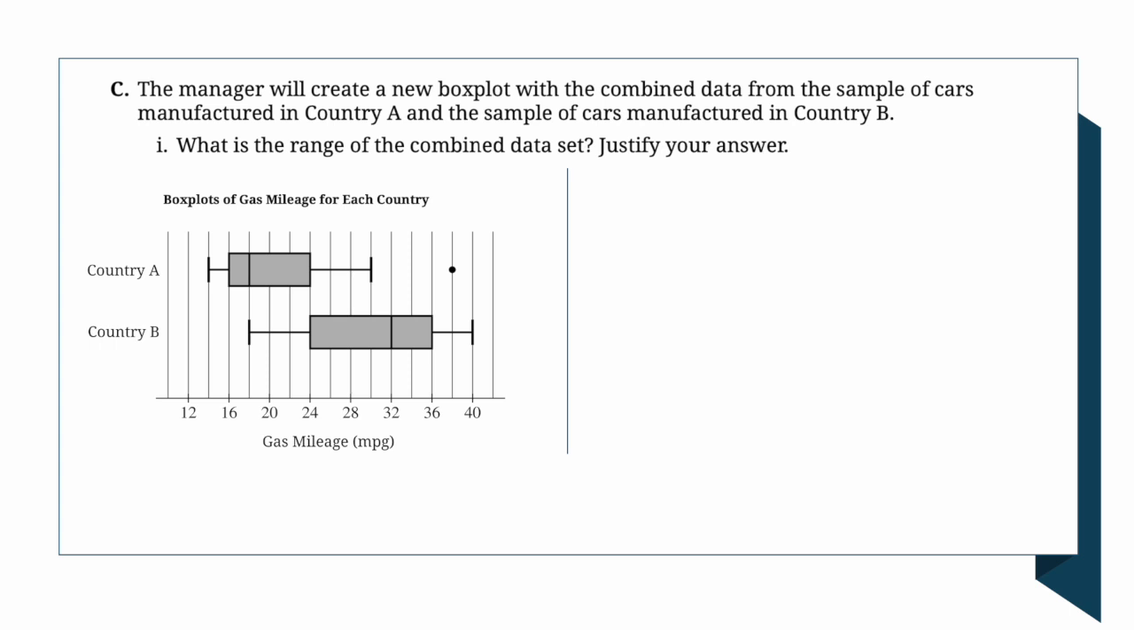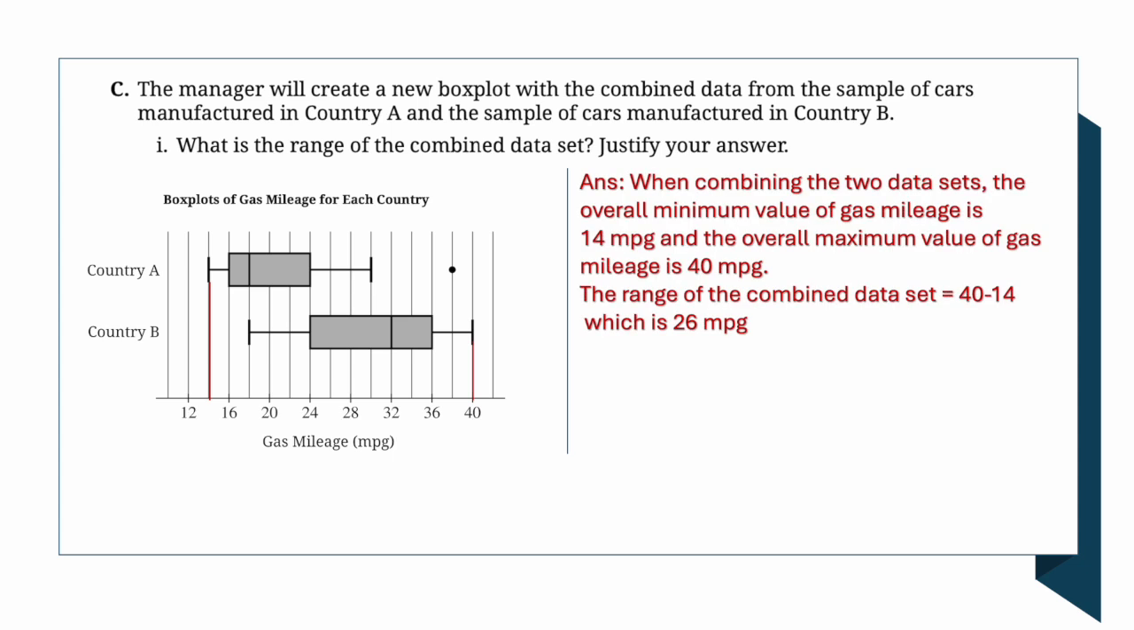Now when you combine two data sets, to find the range of the combined data set, we have to look at the overall minimum of the two data sets, which is 14, and the overall maximum of the two data sets, which is 40. So the range of the combined data set would be 40 minus 14, that is 26 miles per gallon.